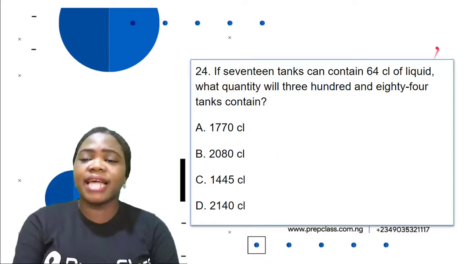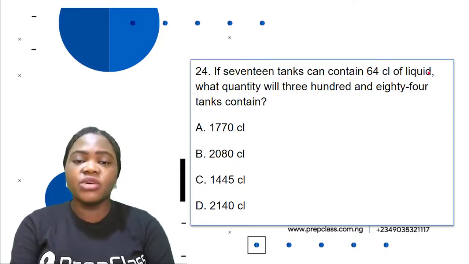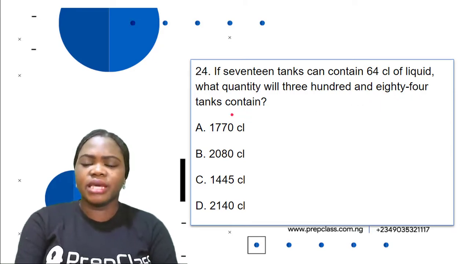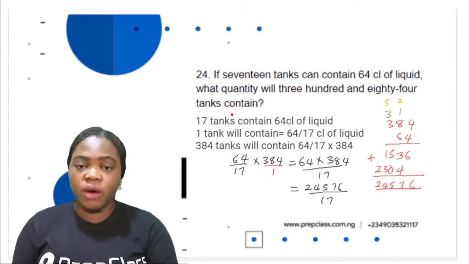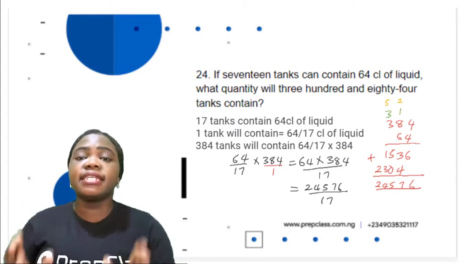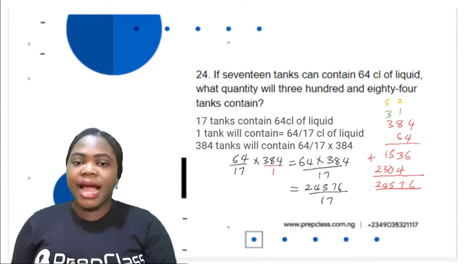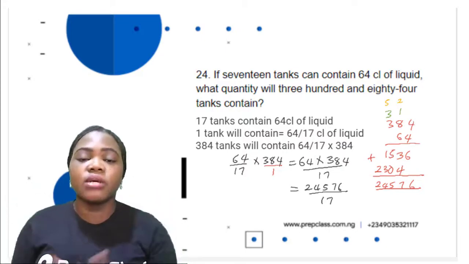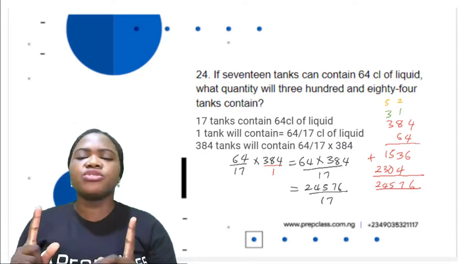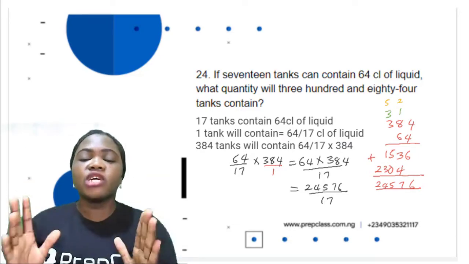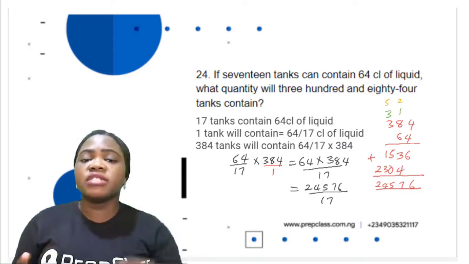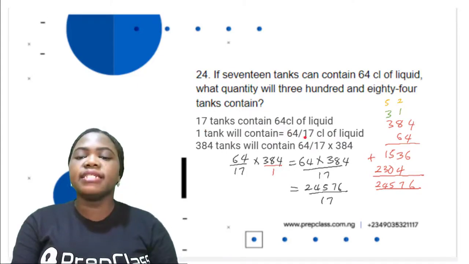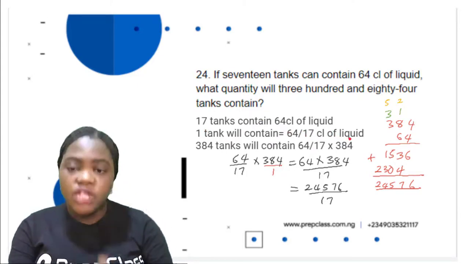If 17 tanks can contain 64 cl of liquid, what quantity will 384 tanks contain? Okay, so this is actually very easy as well. 17 tanks contain 64 cl of liquid, right? And now you are asked, what quantity will 384 tanks contain? Okay, so the first thing we need to do is to find out how much of liquid one tank will contain. So if 17 tanks contain 64 cl of liquid, one tank will contain 64 over 17 cl of liquid.